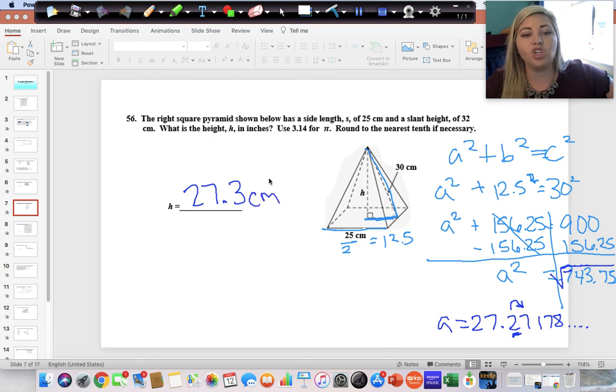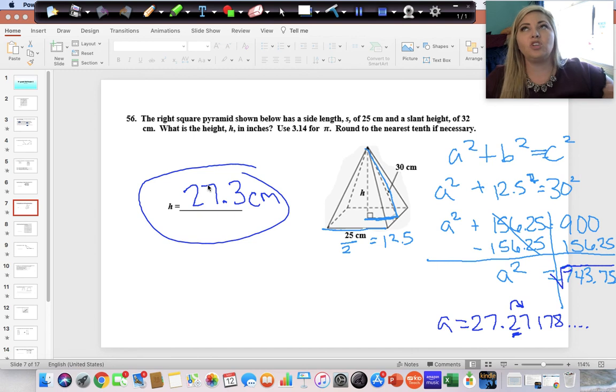And remember, it is just a length. So you are not going to be squaring it or cubing it. You're not finding the area, you are not finding the volume. It is just one side length, so you are just going to leave it as centimeters.